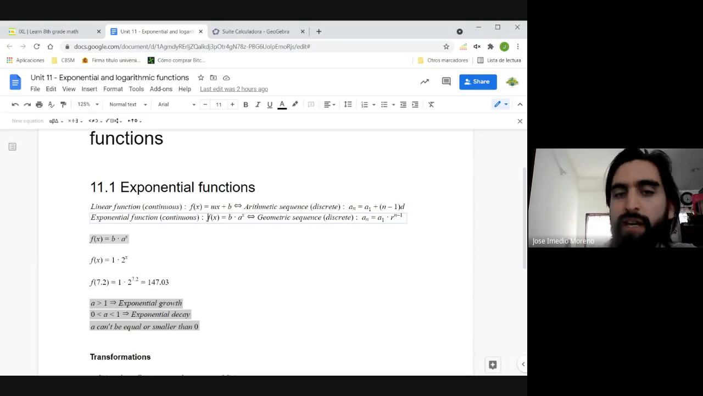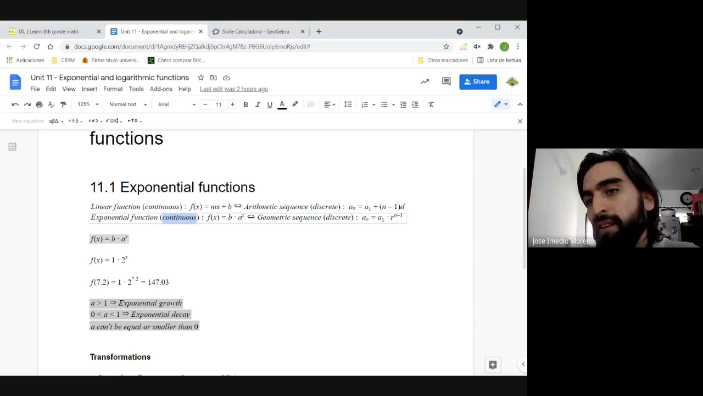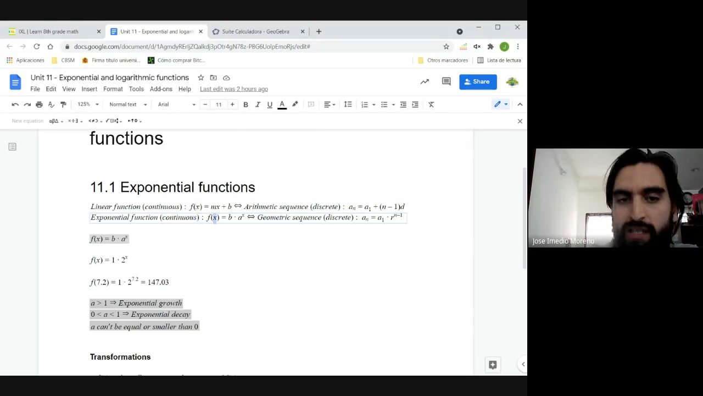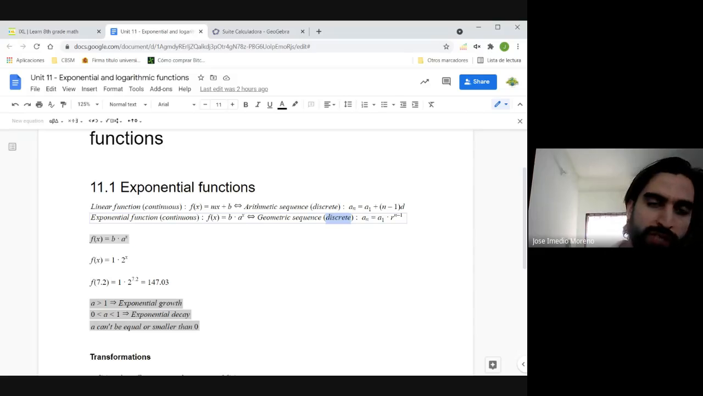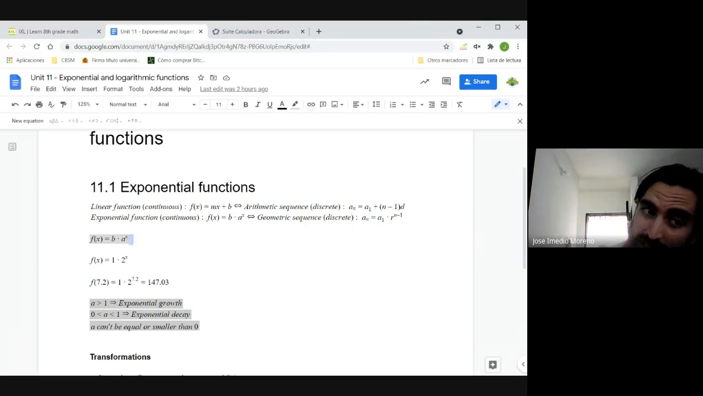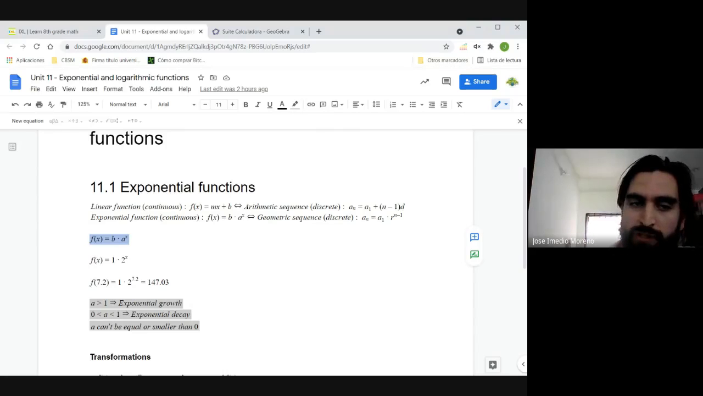An exponential function and a geometric sequence both describe exponential patterns, either exponential growth or exponential decay, but the difference is that exponential functions use a continuous independent variable, which is usually x, and geometric sequences use a discrete independent variable, which is usually n. Okay, so as I was saying yesterday, this is the analytical expression for any exponential function. f of x equals b times a raised to the power of x.